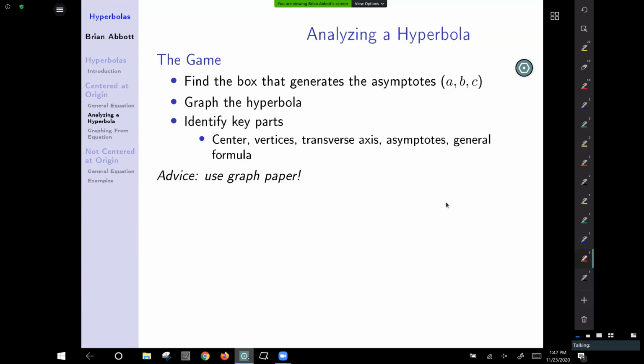Okay, so I'm going to try and stick with what I've been doing, using A to be blue for the x direction, B to be green for the y direction, and C to be red for the distance between the center and the focus. So it could be either in the x or the y direction, depending on how the hyperbola opens. But the game here that we're going to start off with, analyzing a hyperbola, is to find the box that generates the asymptotes using the A, B, and C, graph the hyperbola, and then identify the parts. Advice here is that using graph paper is really helpful. We won't here because that's just what we're going to do. And I'm going to stop this video and start a new one with an example.